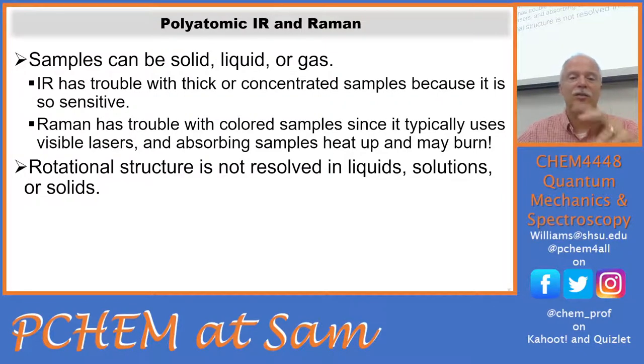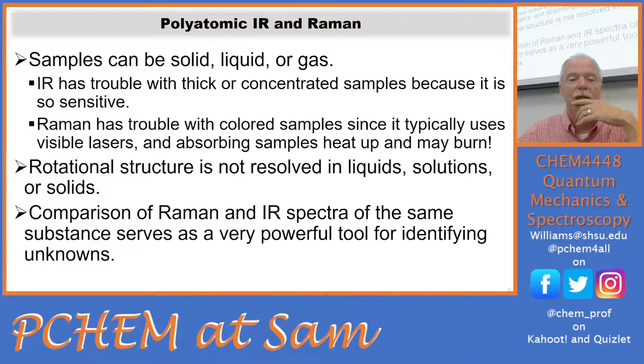Raman also has trouble with colored samples because it uses visible lasers, and if the sample absorbs the laser, then it burns, catches on fire. So that's pretty dangerous. If it's a liquid, you don't see the rotational structure. If it's a solid, you don't see the rotational structure. So really, you only get rotational structure from gases.